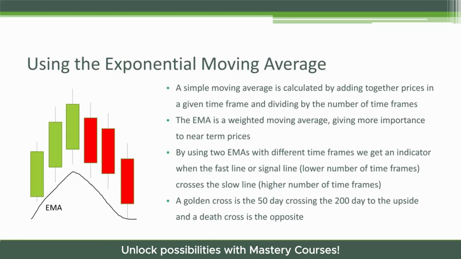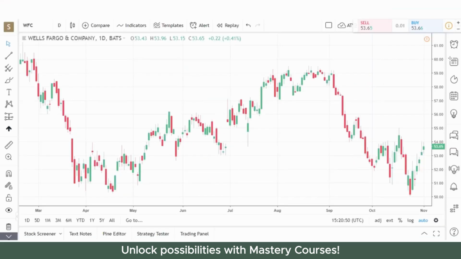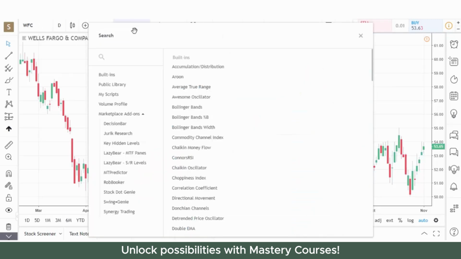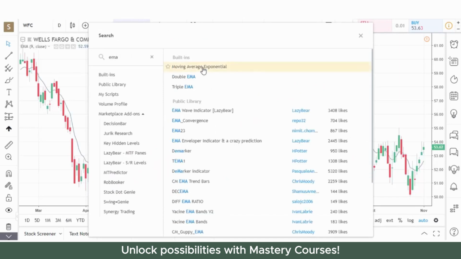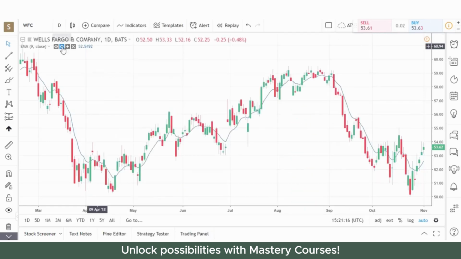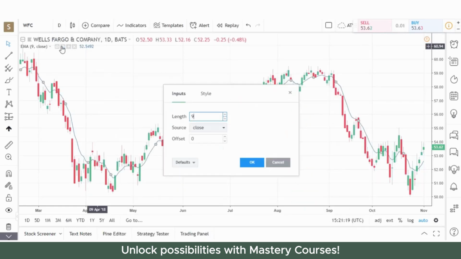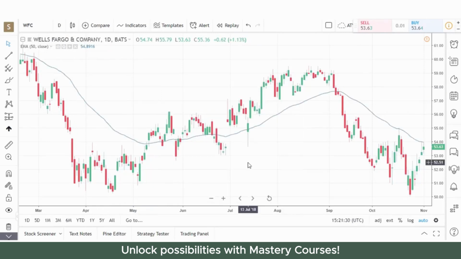So let's look at the EMA on a stock chart. Let's use a chart of Wells Fargo to demonstrate how we will use the exponential moving average. So we type in WFC in the upper left, and that gives us Wells Fargo. We move over to indicators, type in EMA. It comes up as moving average exponential. We're going to click that, go to format, and we're first going to look at the 50-day exponential moving average. We hit OK, and this brings up the 50-day exponential moving average.